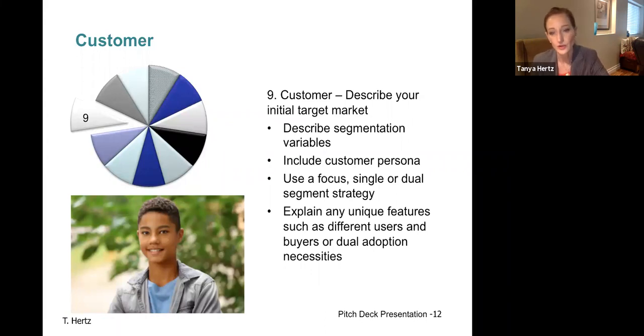This is where you would include your customer persona photograph and explain if there are any unique segmentation variables or styles that you need to use. For example, some of you, just by necessity, the type of business you've created or the idea you've come up with, makes you have to have a dual adoption strategy or two separate customers. Maybe not necessarily dual adoption, but there might be a business to business model and a business to consumer model, and so you might need to include both of those there.